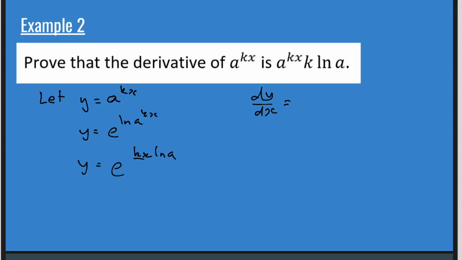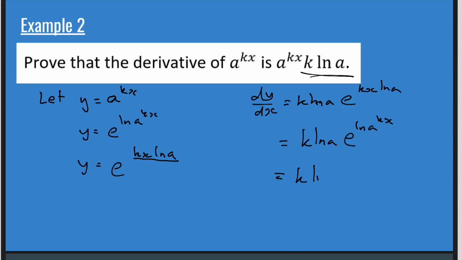Now that differentiated is going to be k ln a, and then e to the, what have I got before? So I've got this bit that I wanted. K ln a is e. Now we need to show our full step here of what's going on. I'm going to now bring up kx as a power, k ln a, and then this here is a to the kx as required.